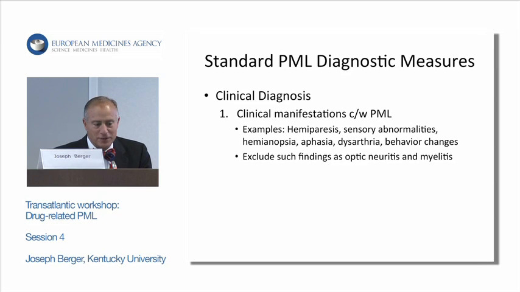So to begin with are the clinical manifestations, and because PML can affect virtually any area of the brain, there are a wide variety of clinical manifestations that can occur. However, there are certain things that we don't see with PML, such as optic neuritis and myelitis. And when you're treating a patient that has multiple sclerosis, when you see those things as clinical manifestations, you could feel quite comfortable that indeed this is not the consequence of PML.